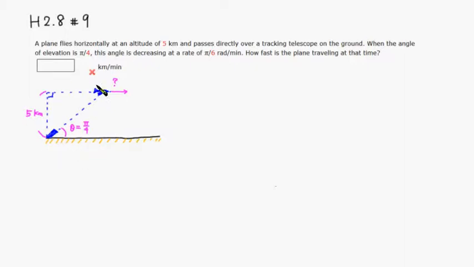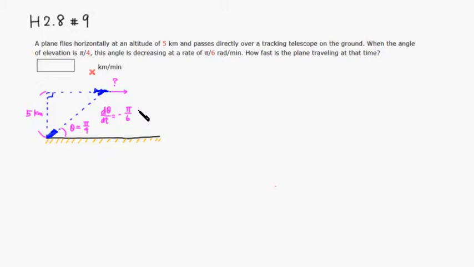I already drew a picture. This is the airplane flying this way, and we want to know how fast it is flying. The angle of elevation is here, so it's pi over 4, and we know that the rate of change of this angle is given to be pi over 6 radian per minute. It's decreasing, so it's going to be negative pi over 6.